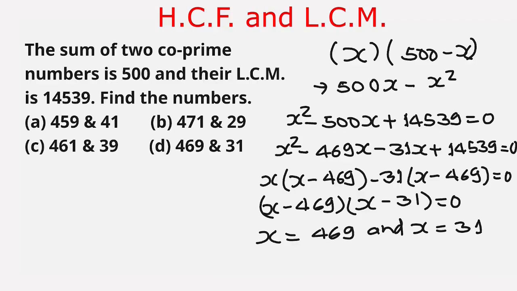These are the two numbers whose product is 14,539. And from the given options, our answer is option D, 469 and 31. I hope you have understood the method of solving such types of questions. We go to the next question.